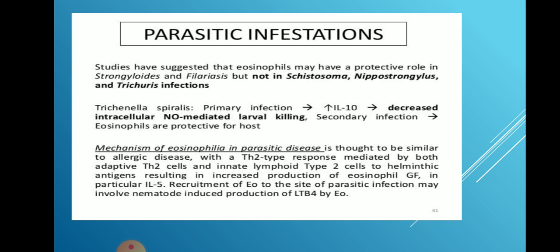Parasitic infestation. The mechanism of eosinophilia in parasitic disease is thought to be similar to allergic disease, with a Th2 type response mediated by both adaptive Th2 cells and innate lymphoid type 2 cells to helminthic antigens, resulting in increased production of eosinophils, in particular by interleukin 5.